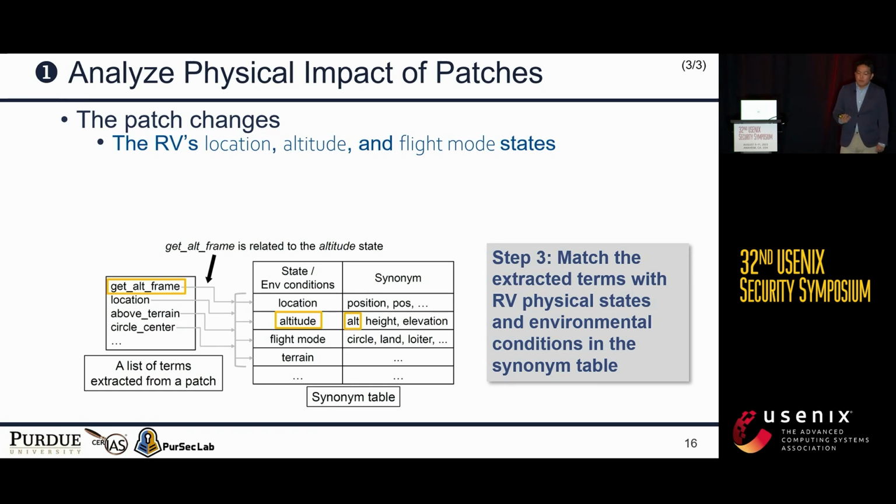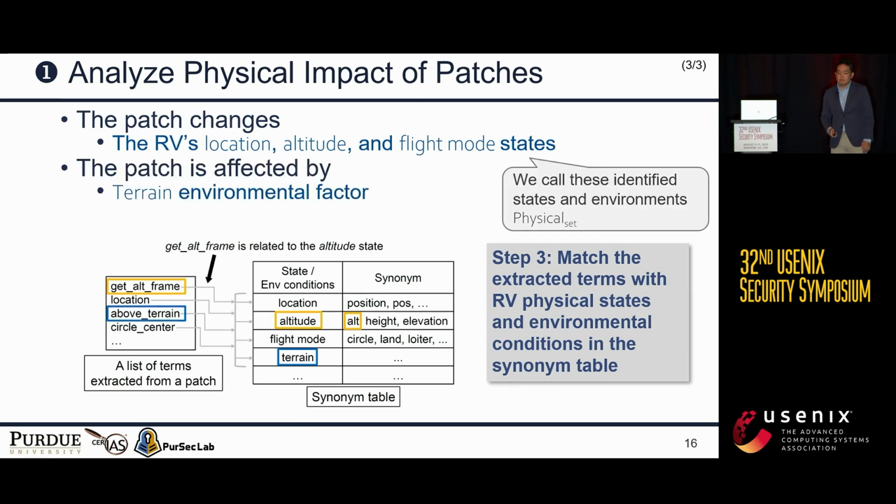By doing this, we can notice that, oh, this patch may change the RV's location, altitude, and flight mode status. We can also realize that this patch may be affected by the terrain environment condition. So we call this identified physical state and environment condition as physical state.